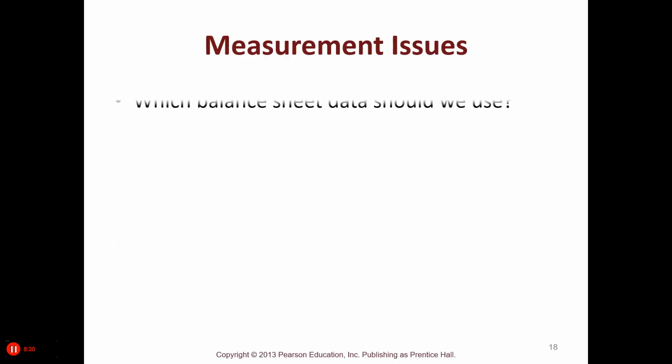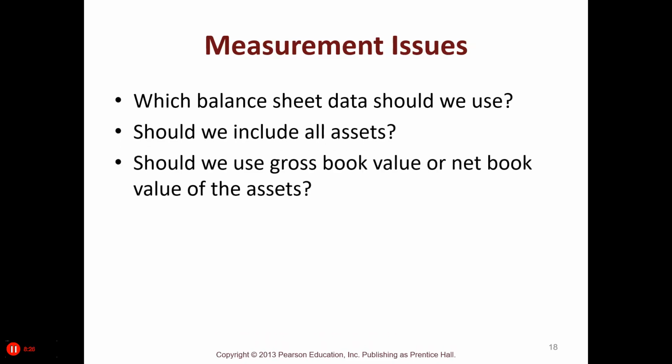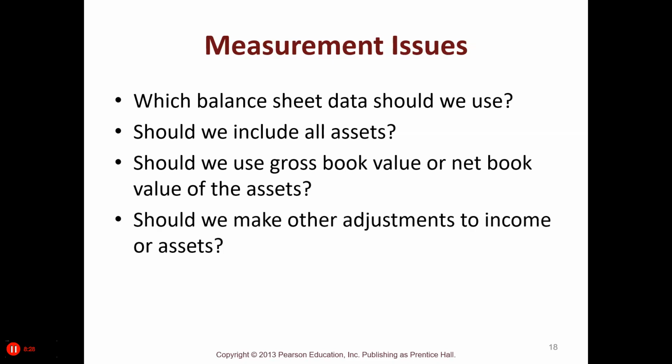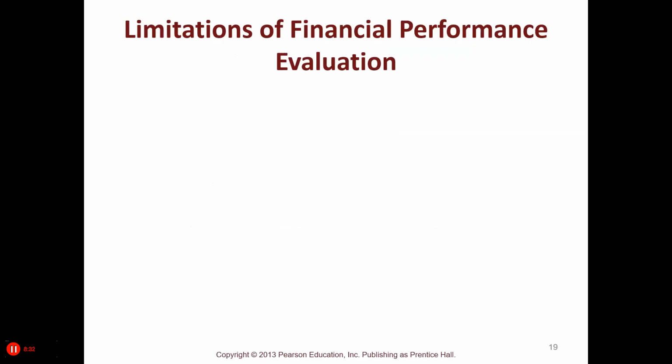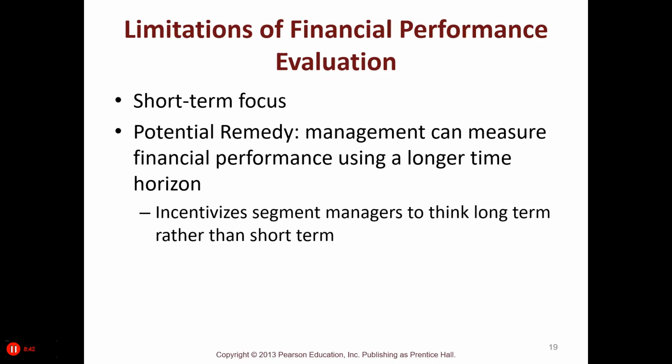So measurement issues. What balance sheet data should we use? Should we include all assets? Should we use gross or net book value, which we just said? Should we make other adjustments to the income or assets? Limitations: short-term focus. Potential remedy: management can measure financial performance using a longer horizon. Incentivize segment managers to think long-term rather than short-term.